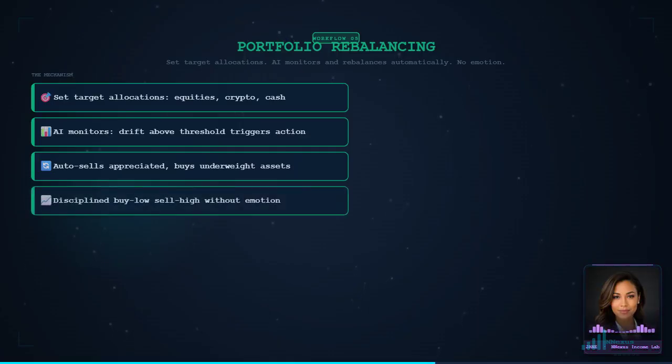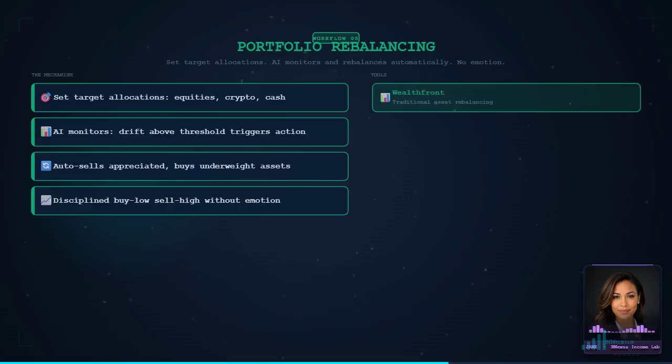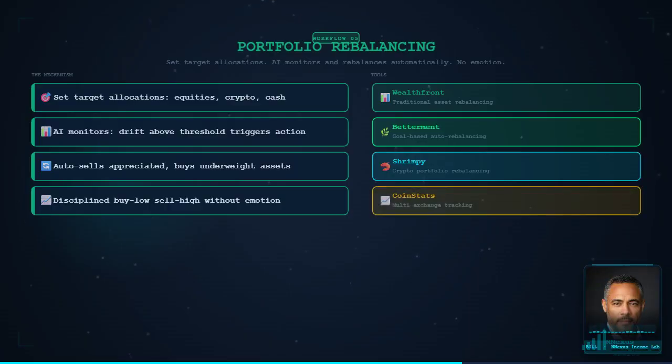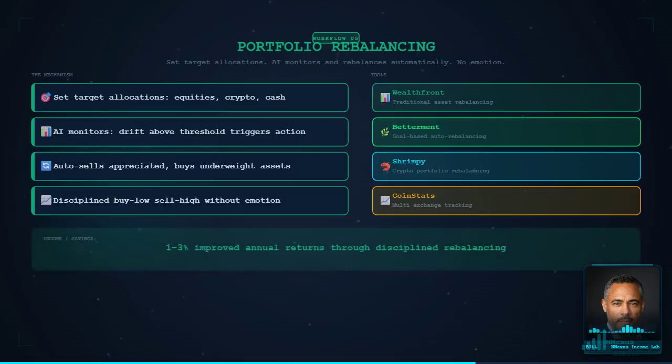Workflow 5. AI-powered portfolio rebalancing. You set target allocations across assets: equities, crypto, stablecoins, and cash. An AI system monitors your portfolio and rebalances automatically when allocations drift beyond your set threshold. The tools. Wealthfront and Betterment offer automated rebalancing for traditional assets. For crypto portfolios, Shrimpy and CoinStats provide automated rebalancing across exchanges. All operate within rules you define.